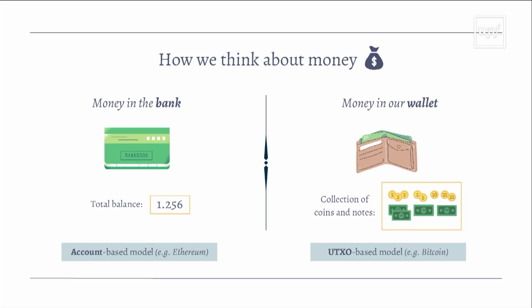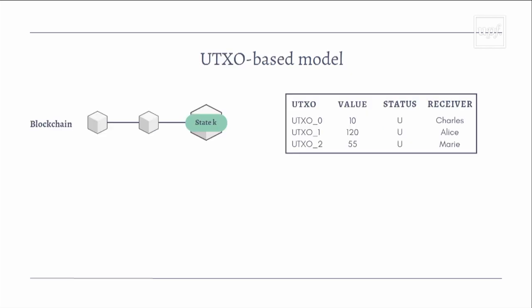Rather than a total amount, you would think of money as a collection of coins and notes that you can spend. And then if you go to a shop, depending on how much what you're buying costs, then you may take a number of notes or a number of coins depending on what you want to spend, right? So this is more similar to the other approach, which is the unspent transaction output model. For example, this is the one that Bitcoin uses.